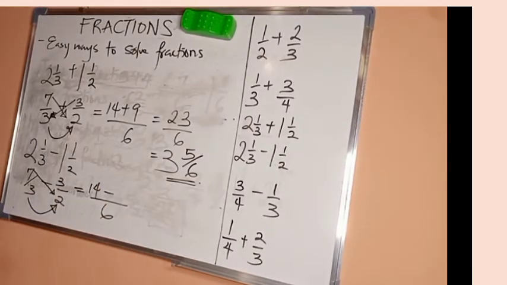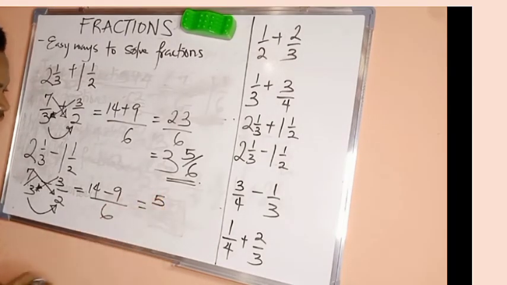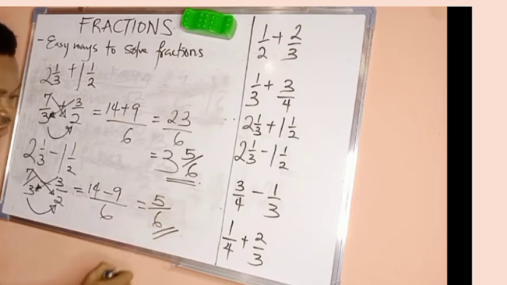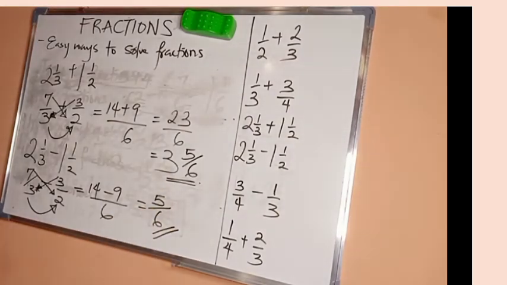Subtract 3 times 3 from it. That's this. Subtract this from that. 9. See? 14 minus 9, that will give you what? 5 over 6. Now, this is a proper fraction, so it's normal to leave it this way.